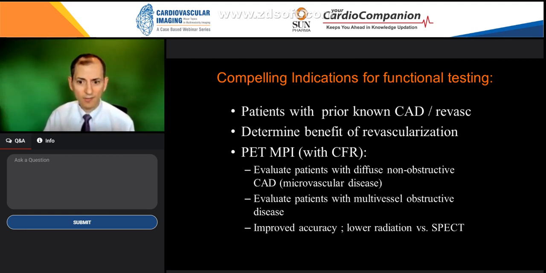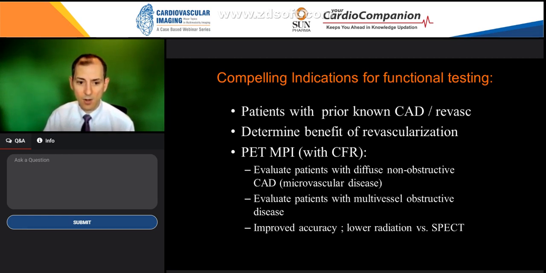PET can quantify blood flow, and this has many implications that I'm not showing you today, including evaluating patients that have diffuse non-obstructive coronary disease, that can have microvascular disease, or sometimes we use the word INOCA, which is ischemia with no obstructive coronary disease.